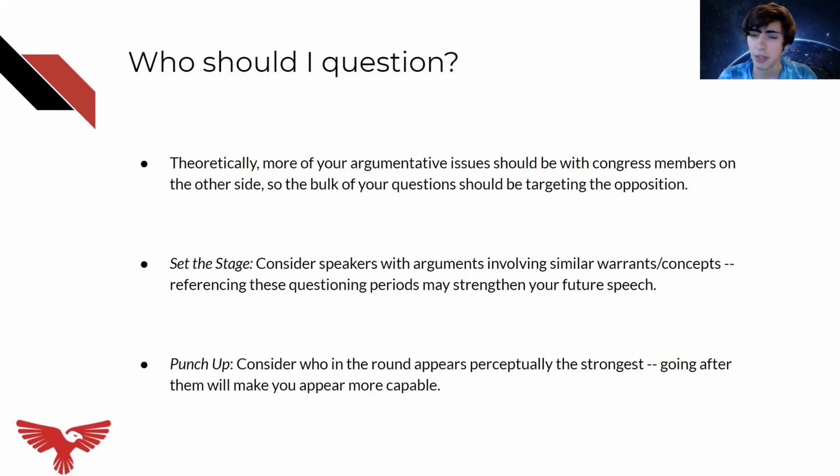So, outside of this, remember that another question is who is going to be the target of the question itself. In a far broader sense, most of your argumentative issues, considering the side of the debate you're on, are going to be with other people on the opposition. The bulk of your questions should be focused on poking holes in those who do not support your advocacy and your contentions, that being the other side. Once you know who is going to be on that list, there are two other more specific subgroups you can look for. Number one, setting the stage.